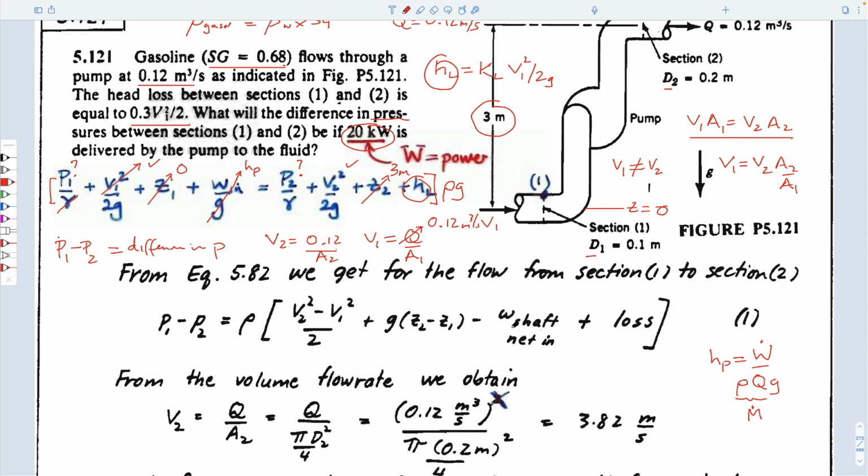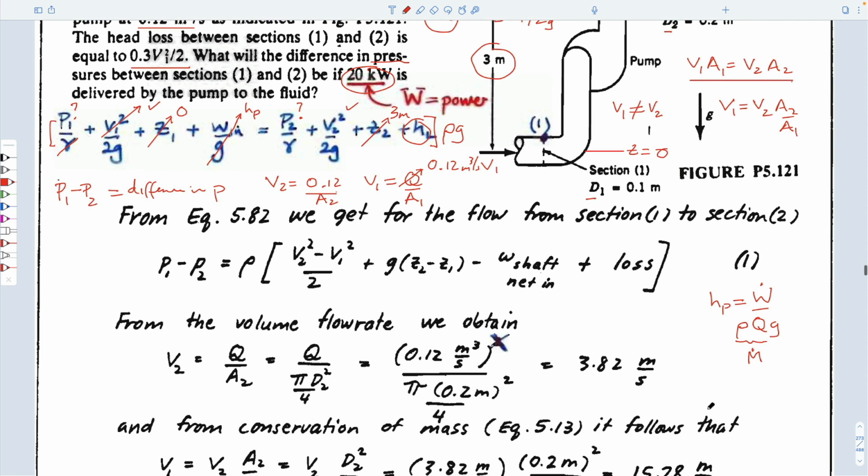This is the modified shaft work per unit mass flow rate. This is just work per unit mass flow rate. Small w is work per unit mass flow rate. Big W is power total. And so this is the system.